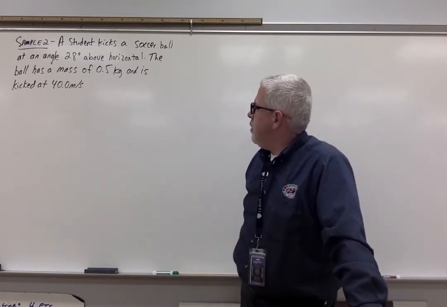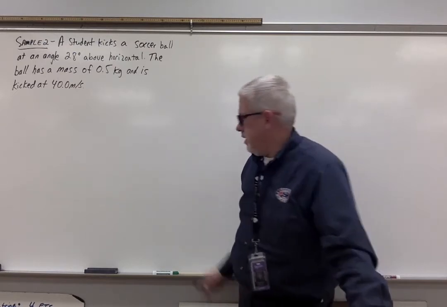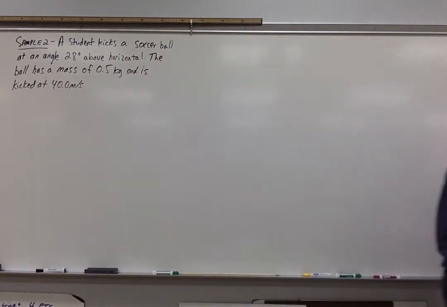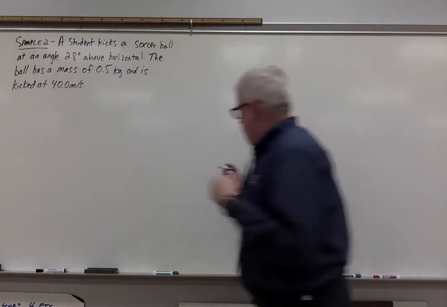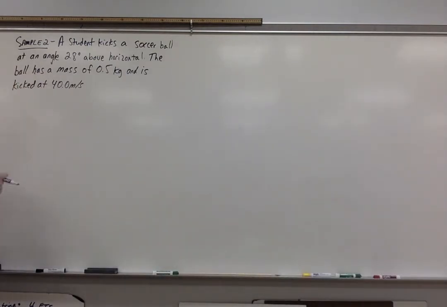They're kicking a soccer ball at an angle 28 degrees above the horizontal. The ball has a mass of 0.5 kilograms and is kicked at 40 meters per second. The first thing I'm going to ask you to figure out is to find the vertical and horizontal components. Even if you're not asked to do that in a projectile problem, you probably should if it's an angle launch projectile.